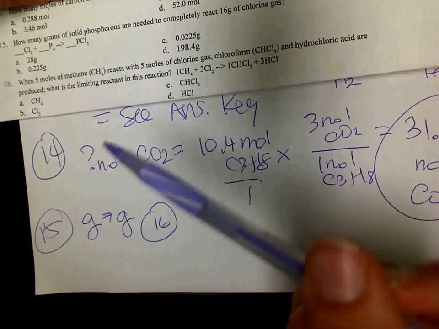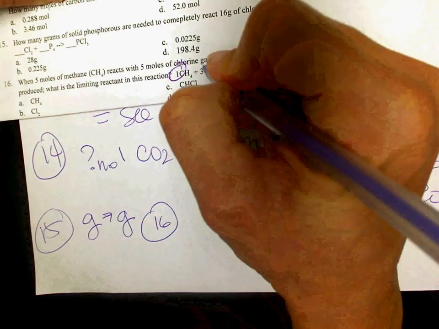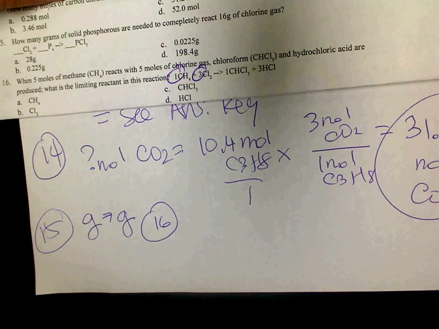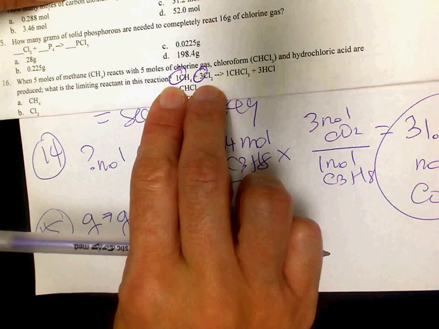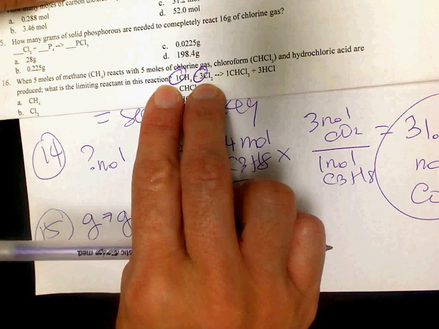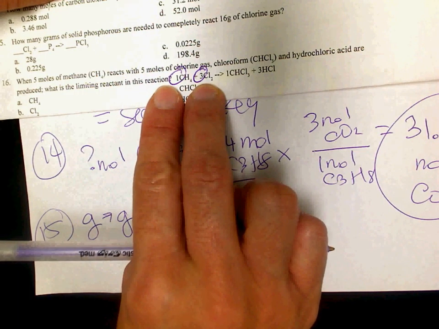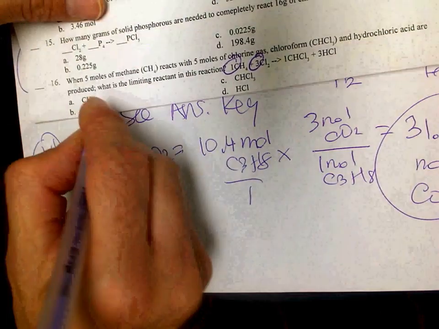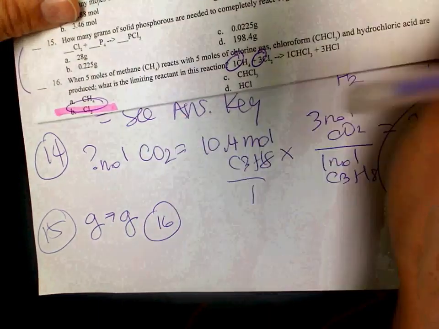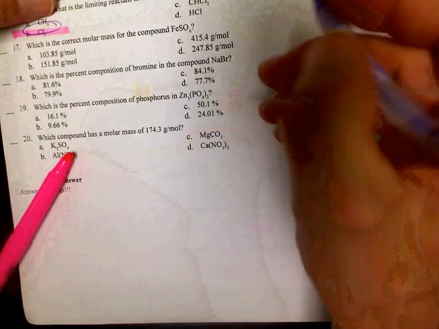Number 16. When 5 moles of methane react with 5 moles of chlorine, what's the limiting reactant? What do you need more of? You need 3 times as much chlorine for that as you have methane, Zach. So which one's going to run out first, methane or chlorine? Chlorine. Yes. Chlorine runs out first. All right, so 16, answer is B. Don't highlight it on your paper. You got the answer key, right, Sammy?